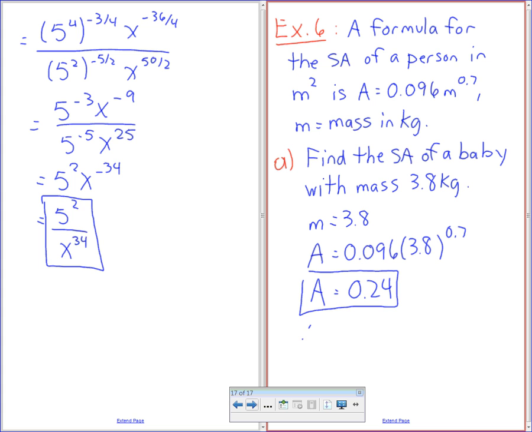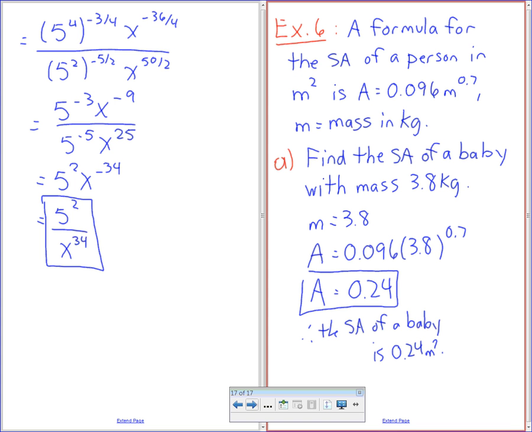Therefore, the surface area of a baby is 0.24 meters squared. Okay, so just for reference sake, 0.25 meters squared, that's almost a quarter of a meter. So a meter, assuming this is a meter, which is a little bit less than that, okay? So a quarter of a meter squared is about the surface area of a baby, let's say.